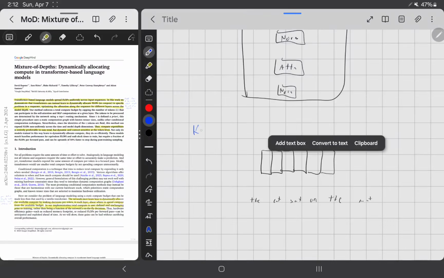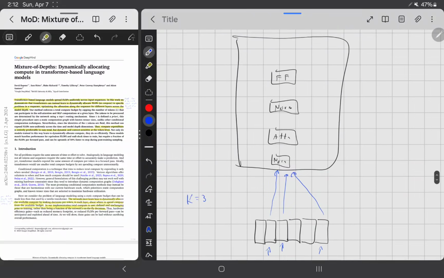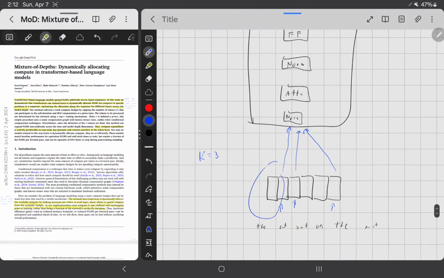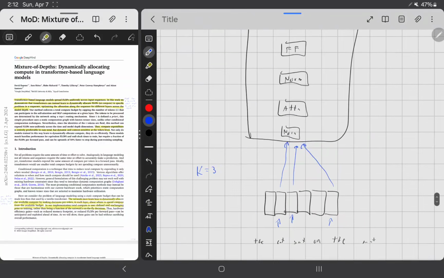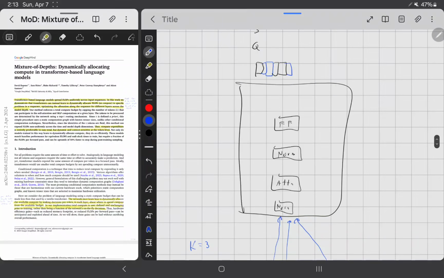So perhaps we set K equal to 3. So maybe it picks the word cat, it picks the word sat, and it picks the word mat. So it takes these 3 tokens, and specifically only these 3 tokens are sent through the transformer layer. And the rest are just sent through an identity layer. So the output becomes the, and then cat and sat are transformed. On and the are just sent to the identity, and then mat is also transformed.